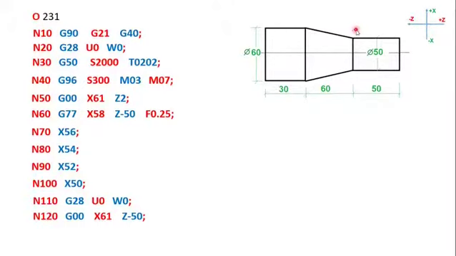So here it will be a box of diameter 60 and length 60, and we have to remove all these parts, the tapering. So let's start the tapering part. G77, X60, Z minus 50. So we have to give the outer diameter and the end point. So this is 60 and minus 50.